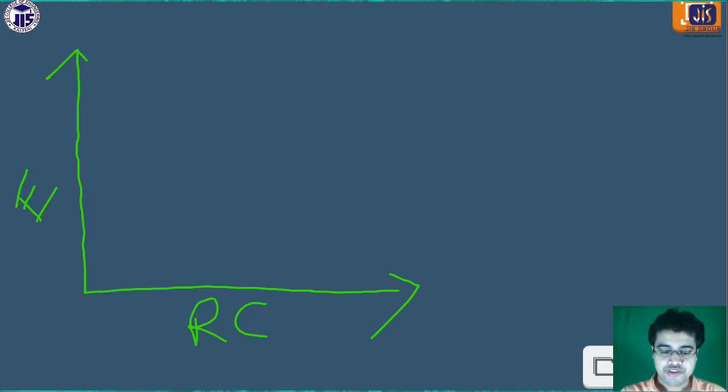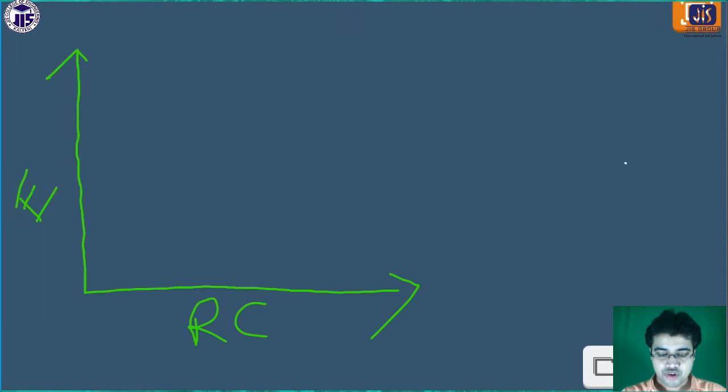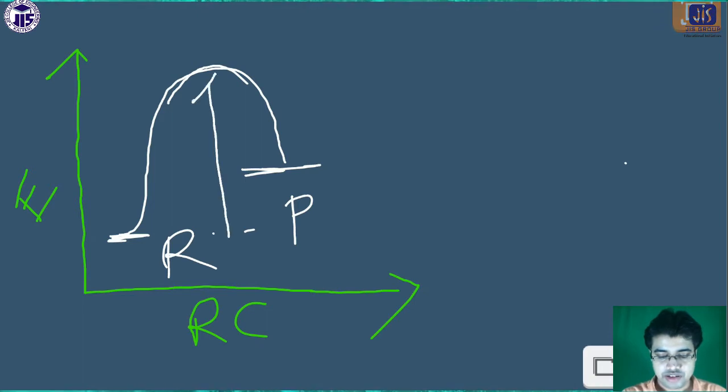Okay, so if it is the reaction coordinate, then you will see that if you draw the curve for the endothermic reaction, then look here, the endothermic reaction curve will be like that. Here in the endothermic reaction, this is the reactant and this is the product, and this is the amount of activation energy which is required for the reaction.